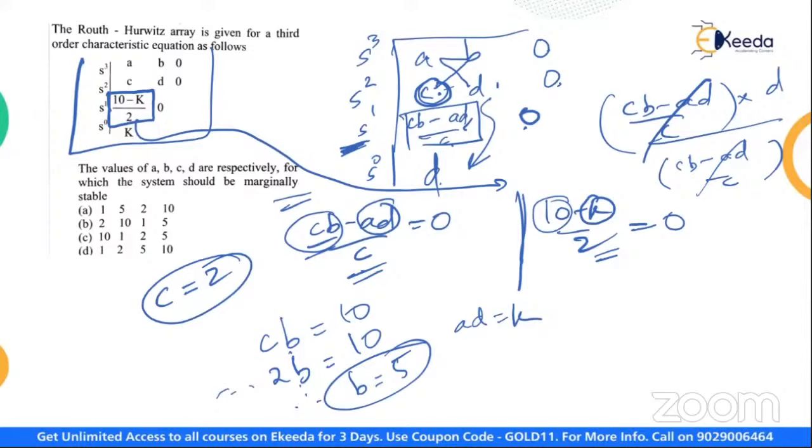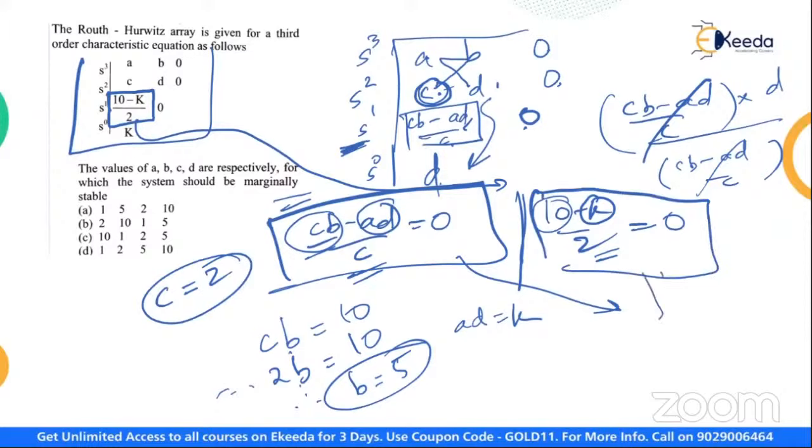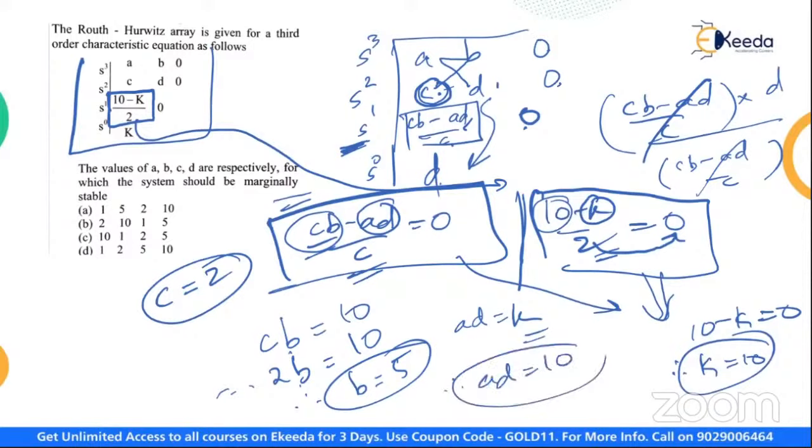Let us simply replace all of this in this equation. What happens? What is CB? CB is nothing but 10 by 2, which is equal to K. If you see this equation, if this 2 goes to the other side, this becomes 0. So 10 minus K equal to 0. Therefore, K equal to 10, which means the value of K is 10. If the value of K is 10, which means AD is equal to 10. Correct or not? Yes, AD is equal to 10.